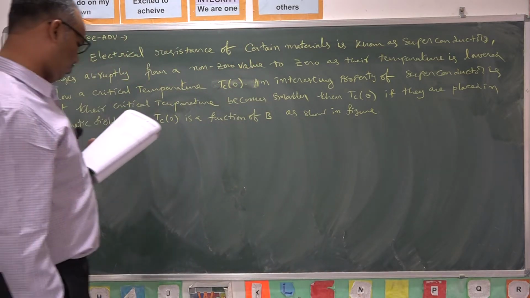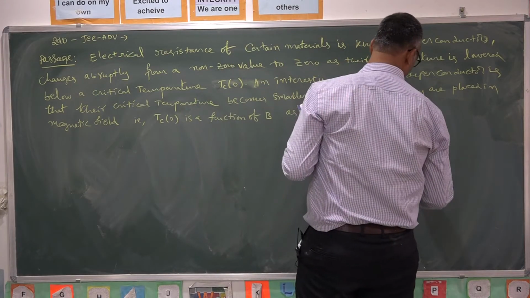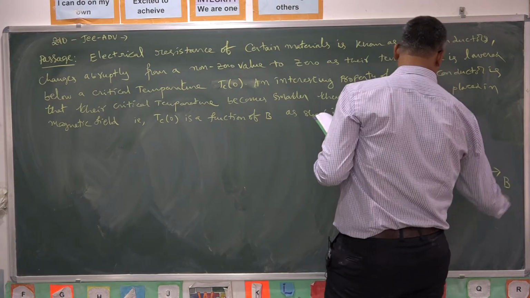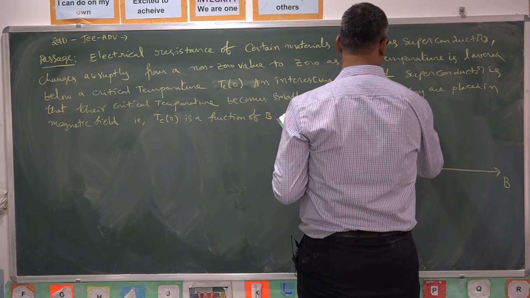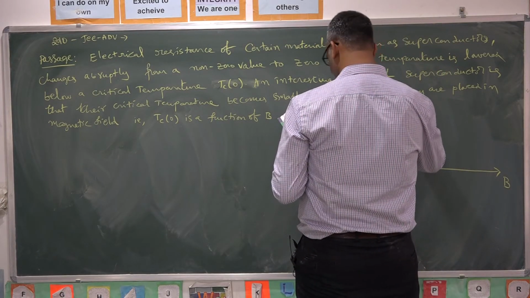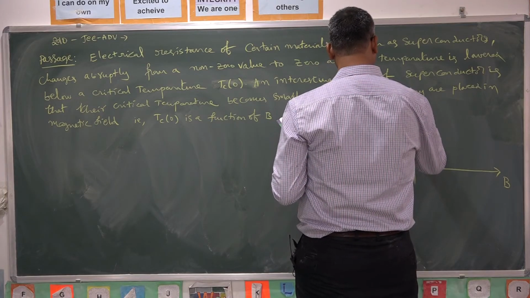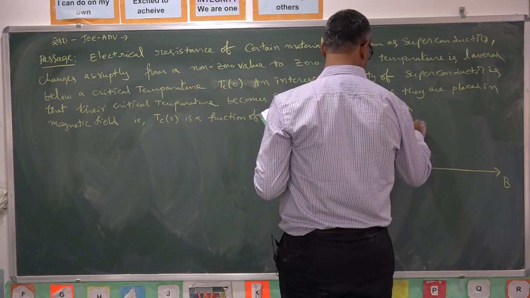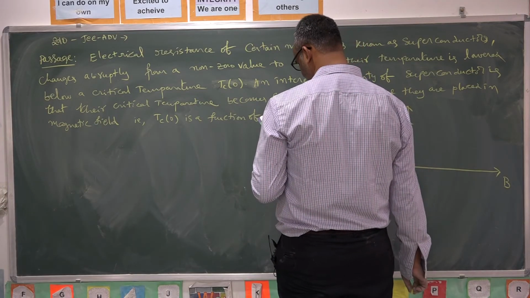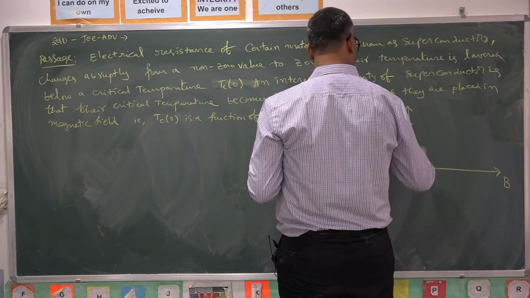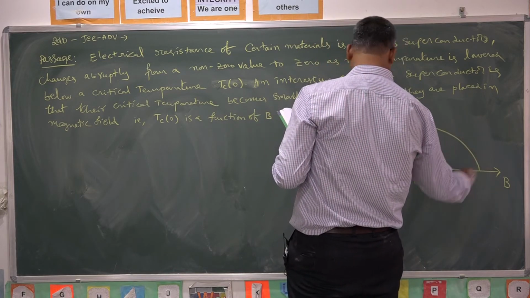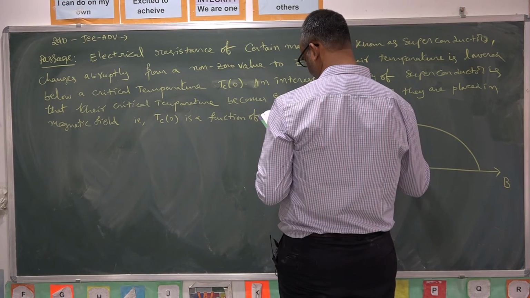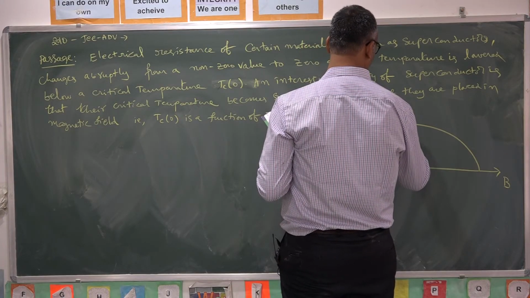They gave the figure like this. On the x-axis they took the B value, on the y-axis the critical temperature, with respect to B. At a particular B value, the graph is actually like this. This point is indicating the critical temperature at 0.